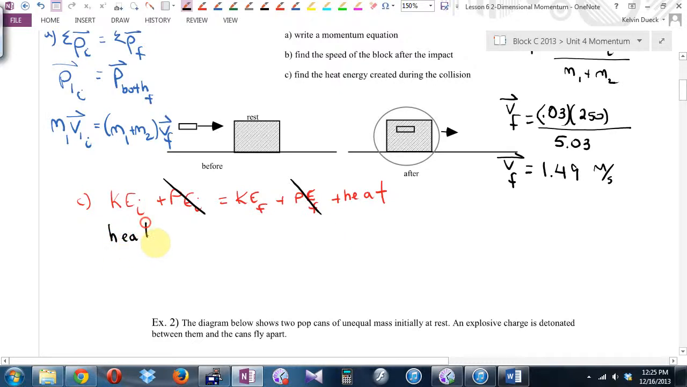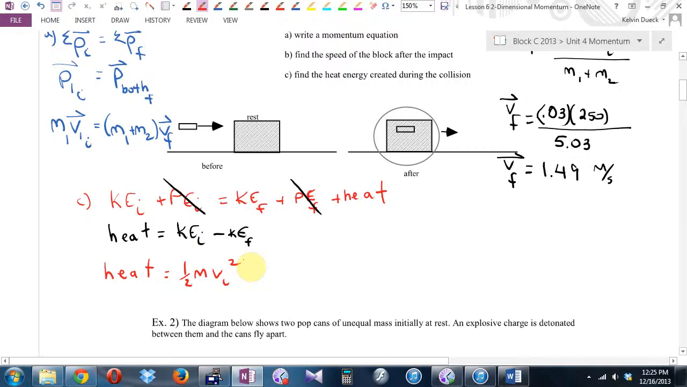The heat is going to be KE initial minus KE final. The heat, which I'll do in red because it's heat, haha, is going to be a half m v initial squared. Now careful, careful, careful, careful, careful. Before the collision, which mass?